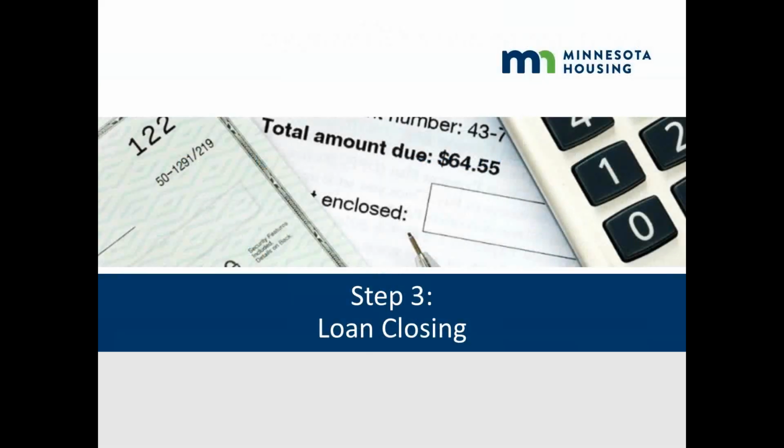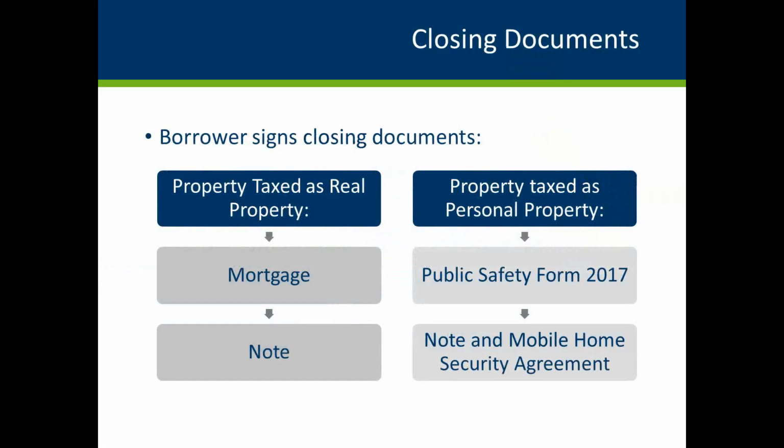Step 3, the loan closing. All applicable closing documents can be found on our website. Please note that there are different closing documents for properties taxed as real property, that is, properties that have a recorded deed, and property taxed as personal property, like a mobile home that has a title card. Review the title documents prior to closing to ensure that all borrowers, co-borrowers, and accommodation parties have been contacted to attend the loan closing. You, as the lender, will assign the mortgage and endorse the note to Minnesota Housing.